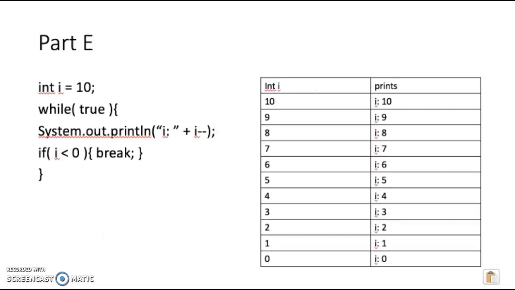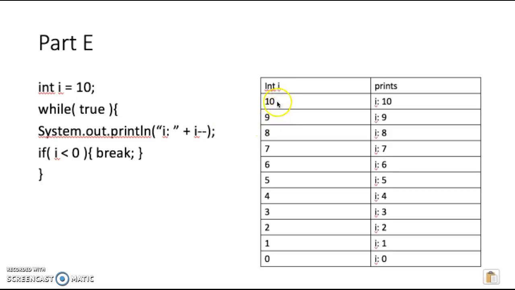So part E is basically saying that integer I is equal to 10, and while a condition is true, which basically means that it will run forever unless something breaks it, it will always be true. So we do I colon and then decrease the value of I by 1, and then if I is ever less than 0, we end the loop.